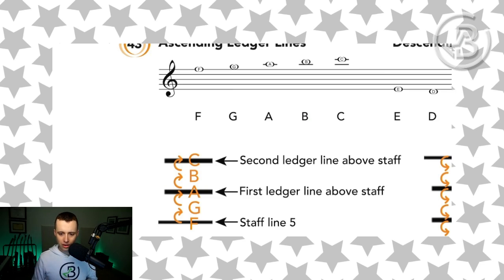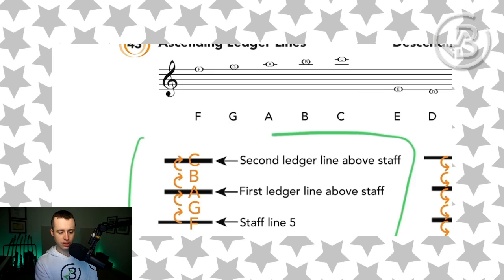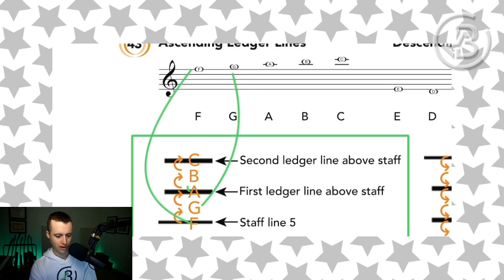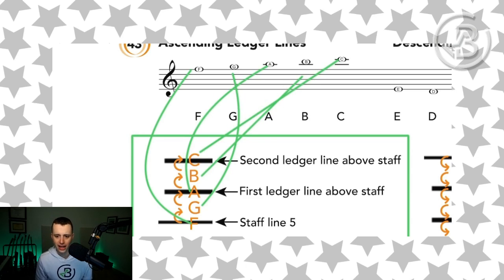We're going to start with the ledger lines above the staff. So here we can see we have very clearly written out here that we have staff line 5, that's G. In the space above the staff, that would be G. On ledger line number 1, we'd have A. In the space above ledger line number 1, we'd have B. And on ledger line number 2, we would have C, and sure enough, we can see that we have F, we have G, we have A, we have B, and then we have C. F, G, A, B, C.